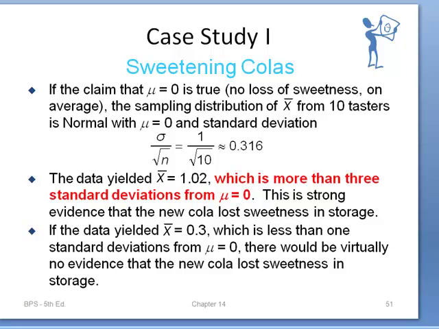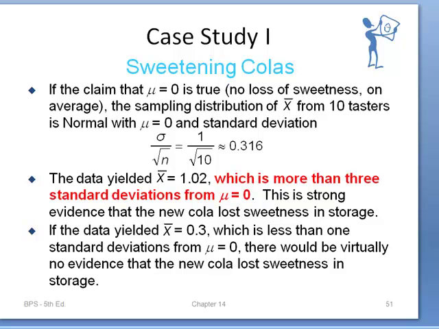So in this distribution of our null hypothesis, where the mean is 0, this is assuming that sweetness isn't lost, our mean being 0 with a standard deviation for our sampling distribution of 10 tasters, one standard deviation being 0.31. Look what the data gave us. The data gave us a data point at 1.02. That is more than 3 standard deviations from the mean. That's not very usual, is it?